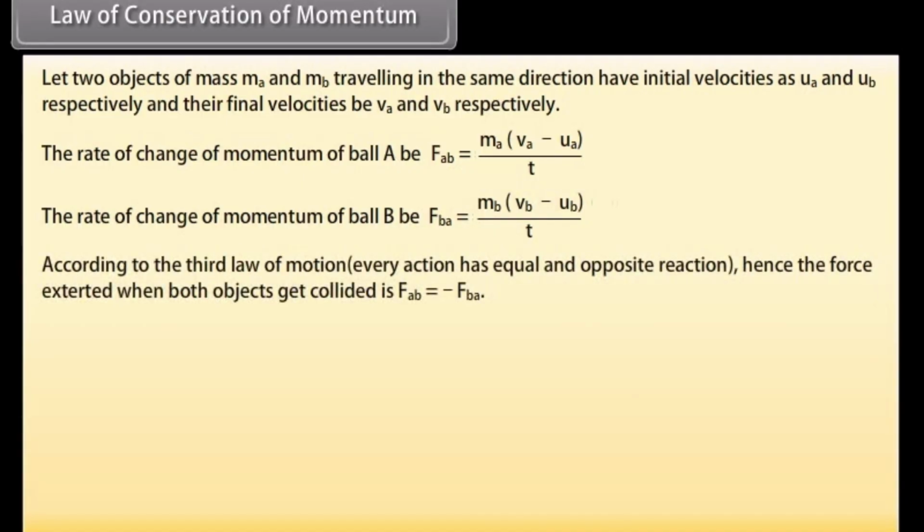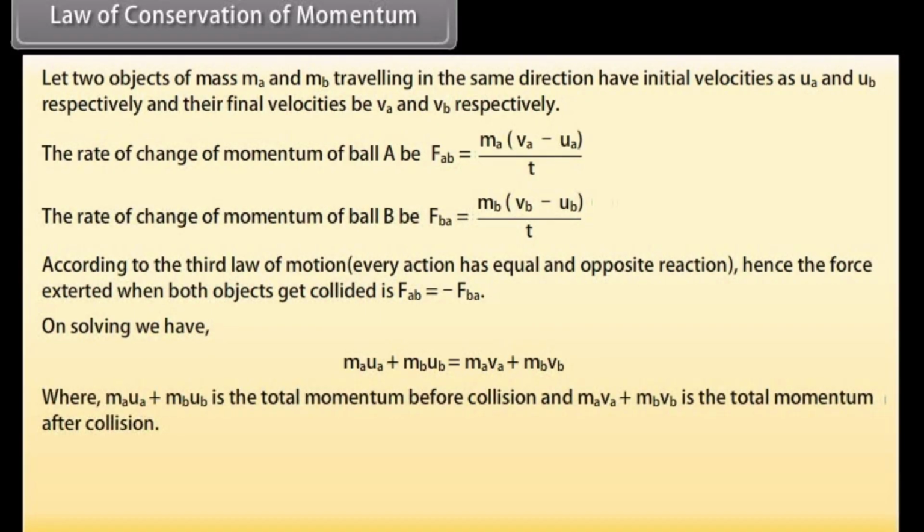According to the third law of motion, every action has an equal and opposite reaction. Hence, the force exerted when both objects collide is FAB equals minus FBA. On solving, we have mAuA plus mBuB is equal to mAvA plus mBvB, where mAuA plus mBuB is the total momentum before collision and mAvA plus mBvB is the total momentum after collision.